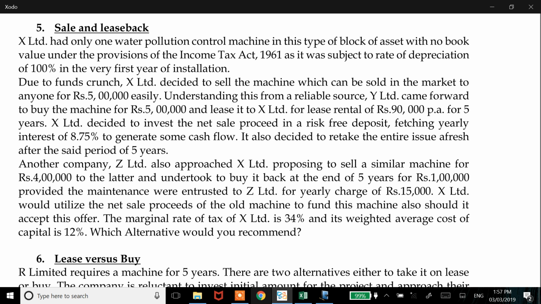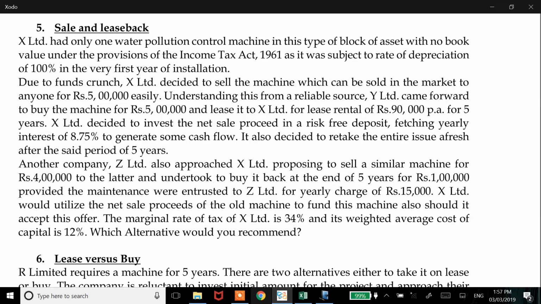See, X Limited needs the machine. One, you sell it and take back the same asset on lease. Second, you sell it. So I have a car, I sell the car and take the same car on lease. Or I sell the car and buy a new car. The car is needed for me, there are no doubts on that requirement. So this company needs a water pollution control machine. Whether they sell it and take back the same asset, or they sell it and take back some other asset, is the choice they are trying to make now.